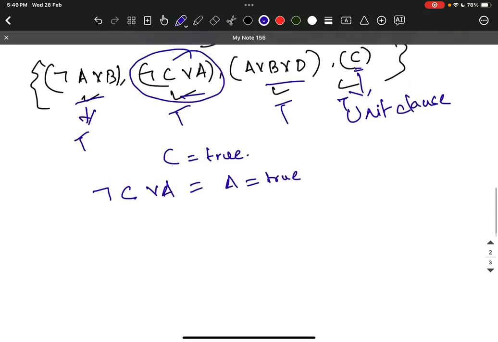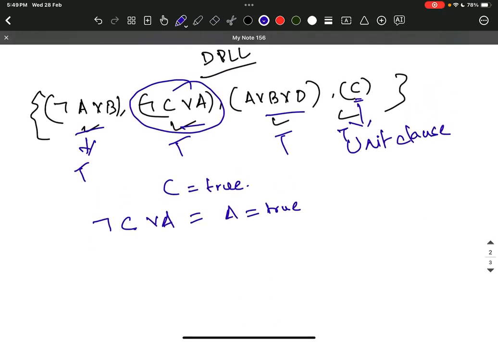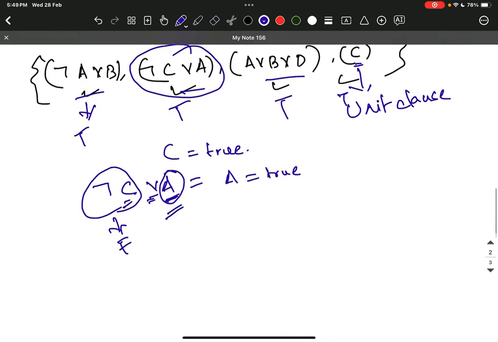So here what did you get? When not C is false, A is true, because this one is the second variable. Whenever the first one is false, we check this one, because the or symbol is there. That means whenever we get the first as false, then we check the second one. Keep in mind, only when the first one is false are we going to check the second variable. So not C is false, and A should be true to make the clause true. Now A is true.